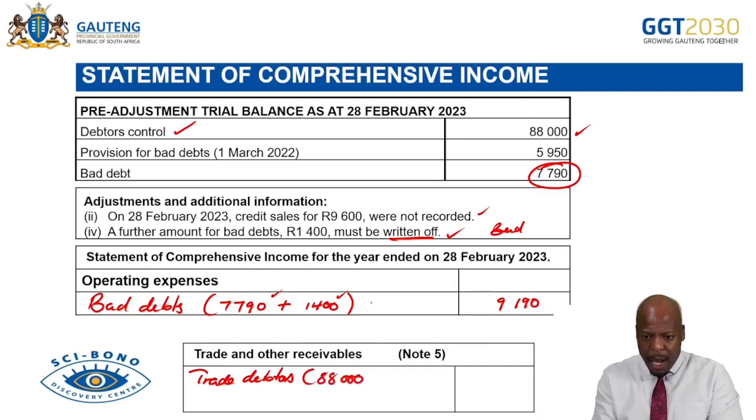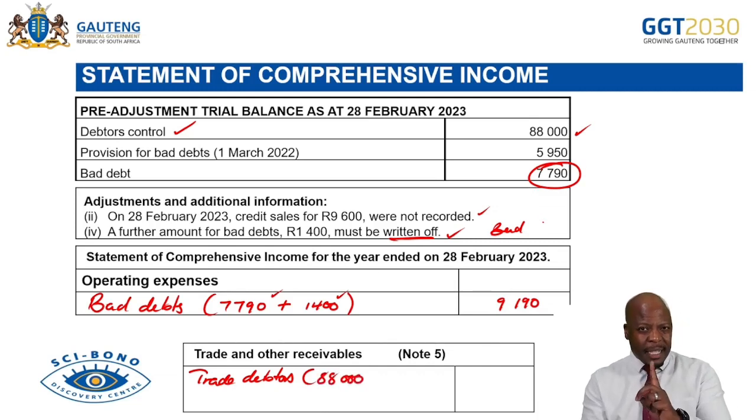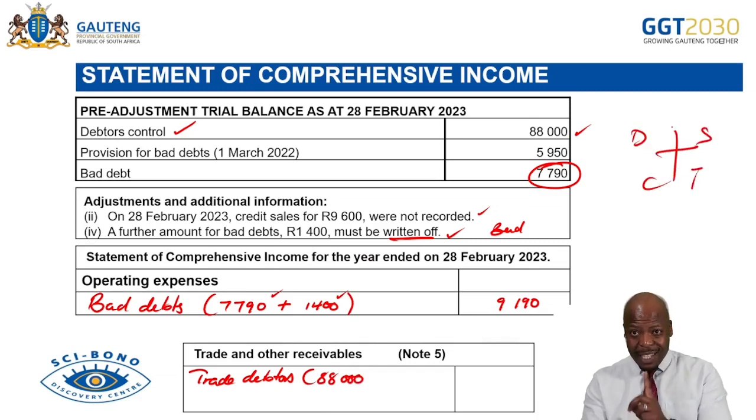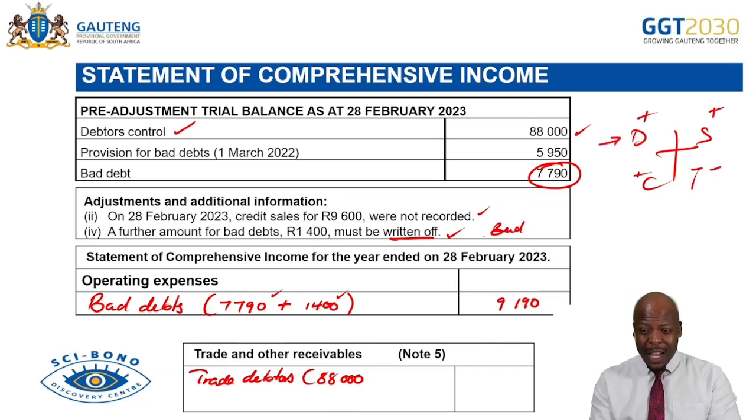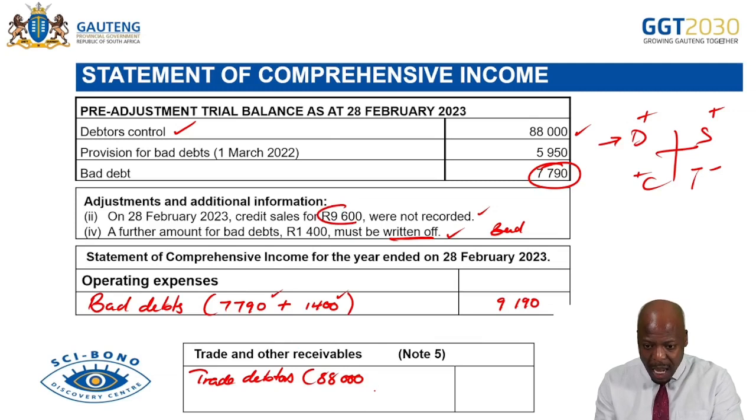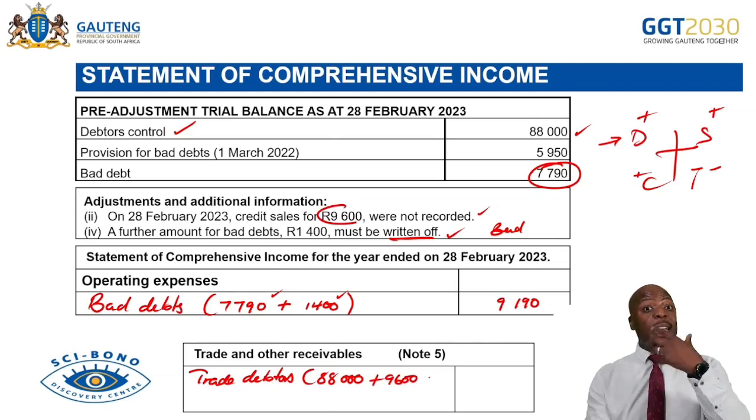You see that one there? 88,000. And we were told, remember I did the discount with you. Remember that one? The discount. When we sell goods, what do we do here? It's a plus, it's a plus, it's a plus, it's a minus. We are here now. We sold goods of how much? Of 9,600. It was not recorded. That simply means I'll come here and I'll say plus 9,600, because our debtors have increased. We sold goods on credit.